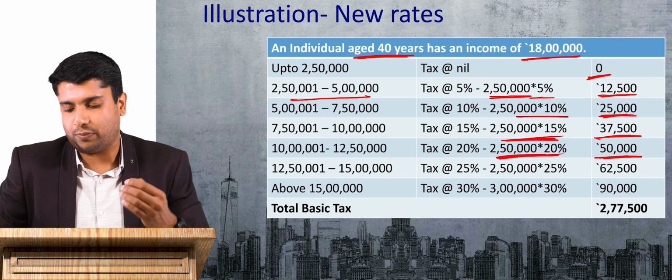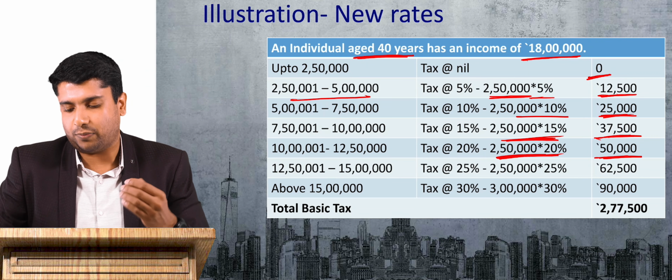And if I'm choosing the new slab rate, my total tax in a year will be 2,77,500. So don't jump to a conclusion. When you have a look at it, you will think that 2,77,500 is much less. But that doesn't mean the new slab rates are always beneficial. There are certain other conditions for taking the benefit under 115BAC, that is, these new slab rates.